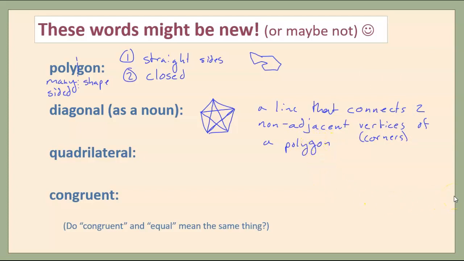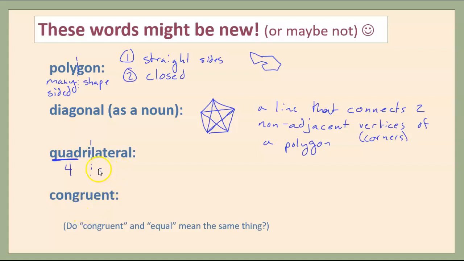So that's our very formal definition of a diagonal. It's a line that connects two of these corners in a polygon. Okay, how about quadrilateral? That's another one we can pick apart, cut in half like that. What does quadra mean and what does lateral mean? Quadra, or you might recognize the shorter prefix, which is quad, that means 4.